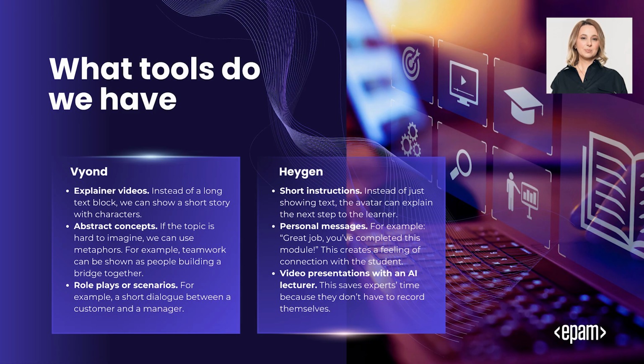For example, we can start with a short HeyGen video where the instructor sets the context, and then continue with a Vyond animation that explains the process in detail. With Vyond and HeyGen, we can create different types of videos for different learning needs. If we need to explain something complex, Vyond. If we want a direct, personal message, HeyGen. Both tools save us a lot of time and allow us to make courses more engaging, dynamic, and effective for learners.